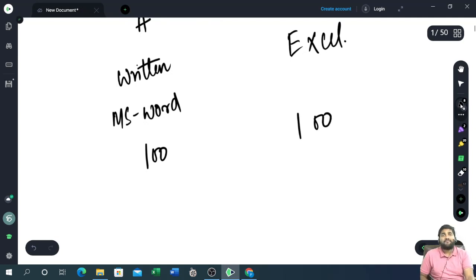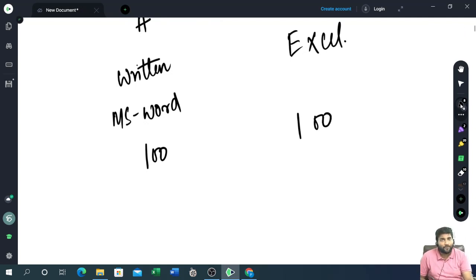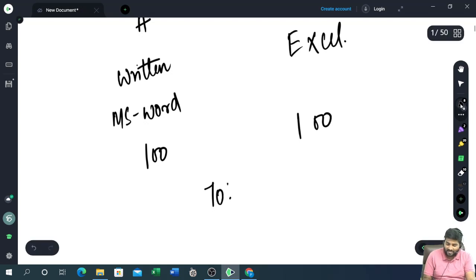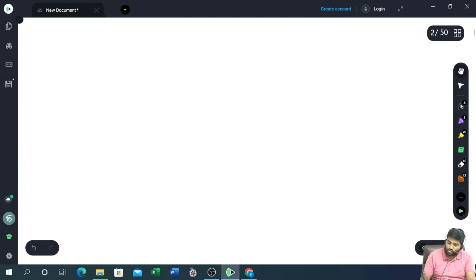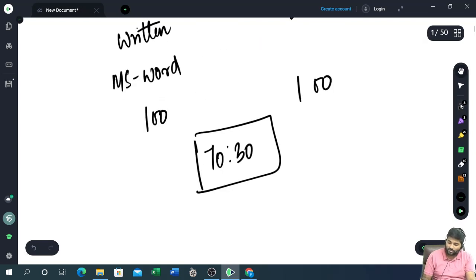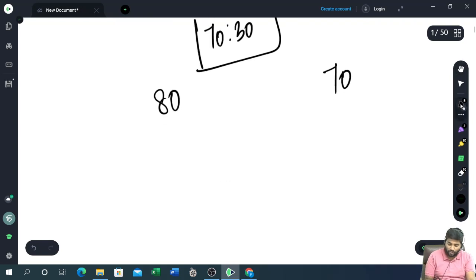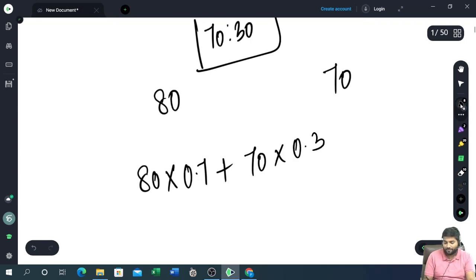But if you talk about IFoA, the weightage is 70-30, and a weighted average score is calculated. So for example, if you score 80 in paper A and you score 70 in paper B, your score will be 80 into 0.7 plus 70 into 0.3. So this will be your score.